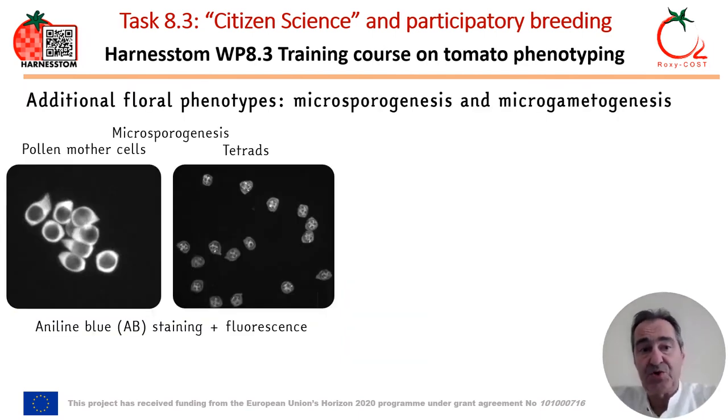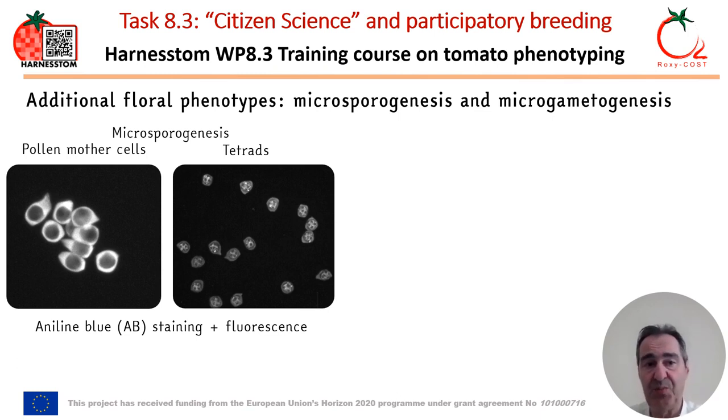Then if you want to check the flower reproductive functions, you have to shift to the microscopic level. On the male side, staining for callose deposition and observation under a fluorescence microscope allows to check the progression of meiosis from the meiocyte, the cells on the left, to the formation of tetrads.